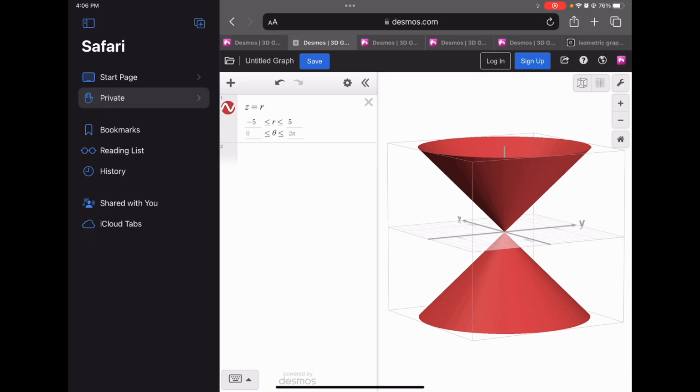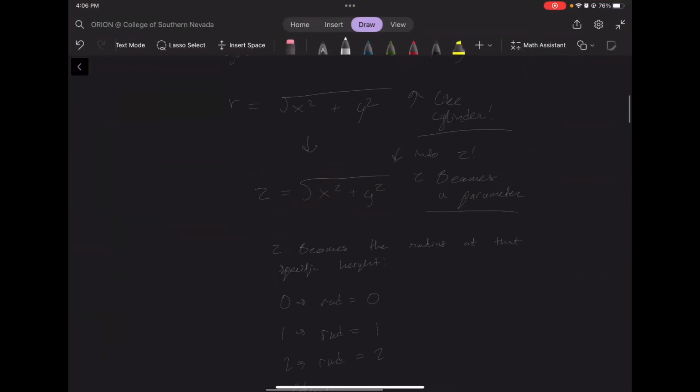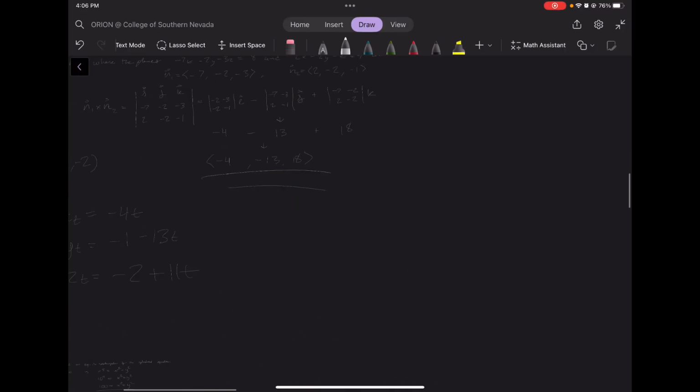So the cylinder goes inward on itself and becomes a cone because the radius varies only with the letter z. See, as I expand, it just gets bigger and bigger. It's just because of the height of z that changes the radius. So there you go. And we can discuss that a little bit further.